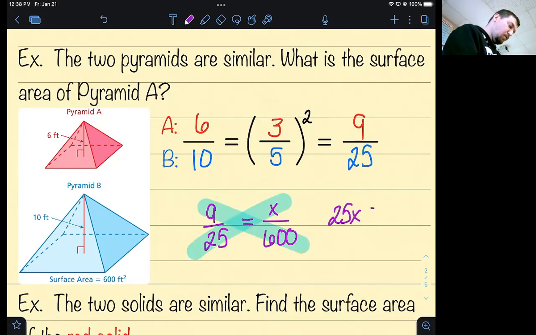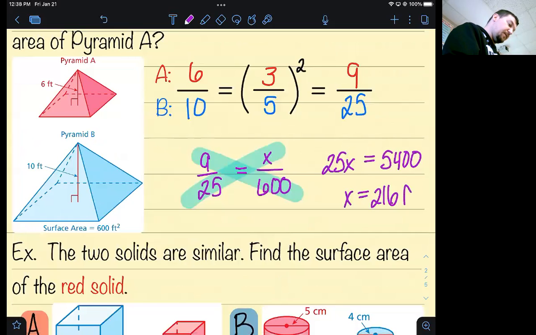25x equals 5,400. And what do you get when you divide, Lucy? 216. 216. And how do I label surface area, Lucy? Feet cubed. Or squared. Squared. Yep, the same way as I do normal area. Yeah, feet squared. And make sure we're labeling our answers on our work papers.